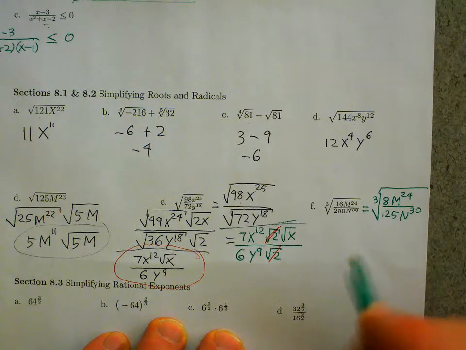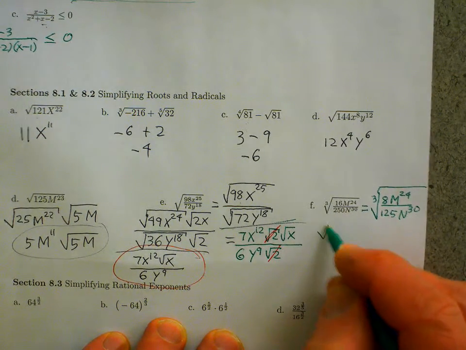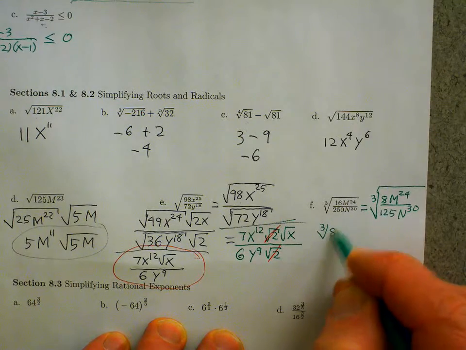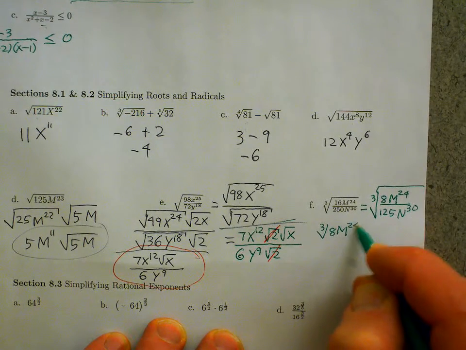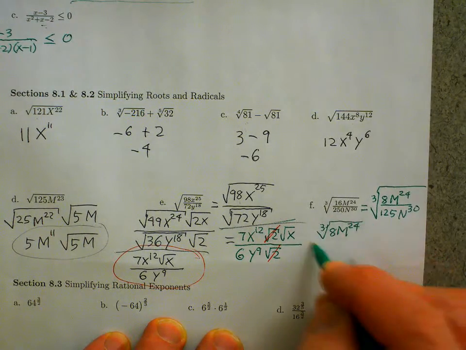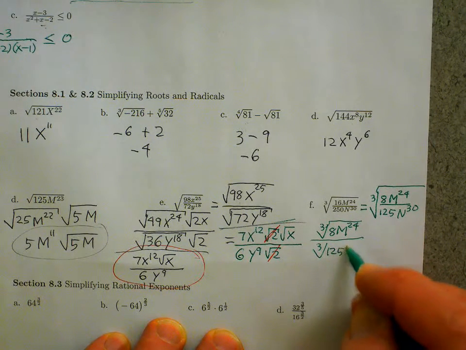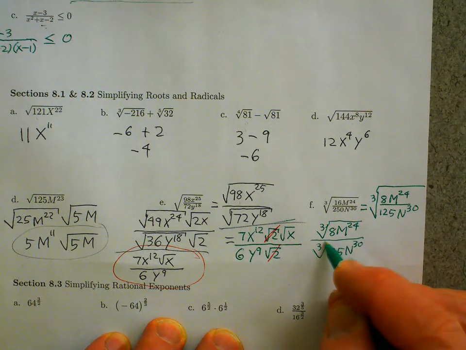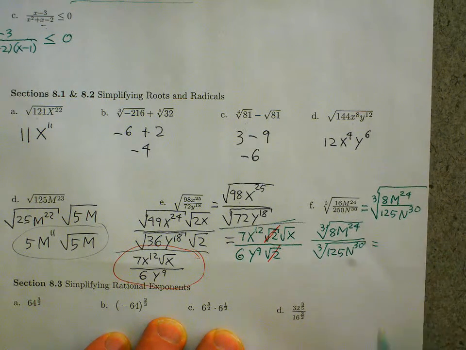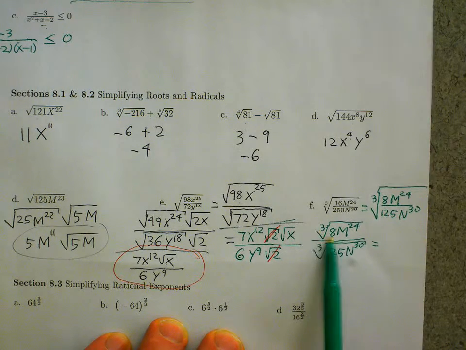And then in the numerator, the cubed root of 8m to the 24th divided by the cubed root of 125n to the 30th. Well, everything's going to simplify nicely. The cubed root of 8 is 2.